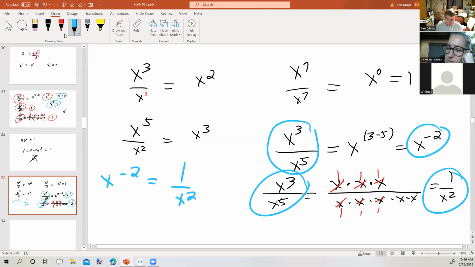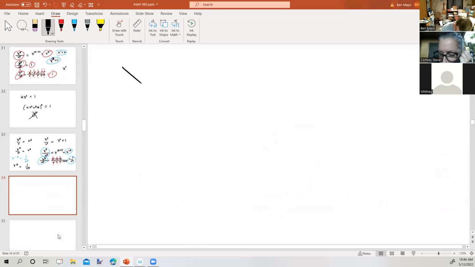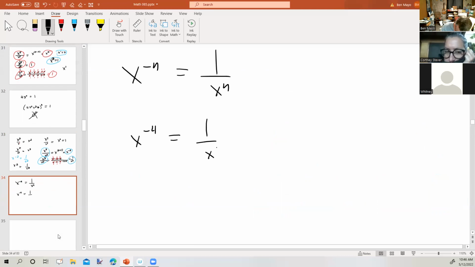So what we get from that is this. A base raised to a negative power, like x to the negative 3 power, is equal to 1 over that base raised to the positive power. So you change the sign of the exponent. In general, we'd say x to the negative n equals 1 over x to the n. So x to the negative 4 is 1 over x to the positive 4. Y to the negative 3 is 1 over y to the positive 3.